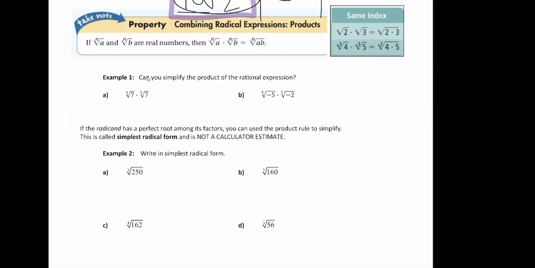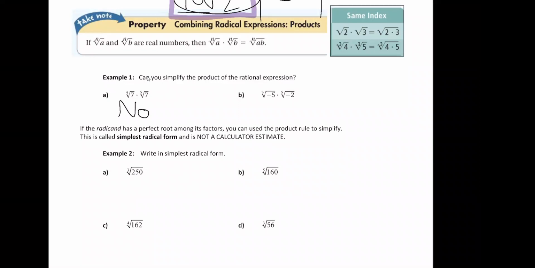For example, in example 1, can you simplify the product of these radical expressions? For part A, you can't multiply or simplify these because they don't have the same index. 4th roots and 5th roots don't mix when you're multiplying. Same idea: if you have a square root and a cube root, you can't just multiply what's underneath. They would basically stay separate from each other.